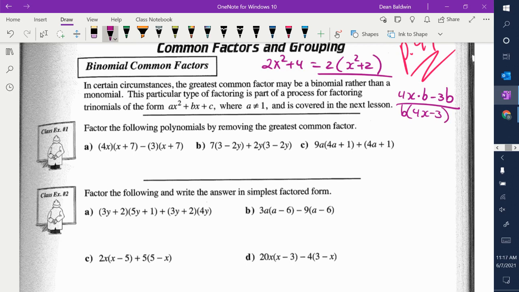Okay. What if I said that x plus 7 was b? It's the exact same thing. So what's the common factor of this term and this term? X plus 7. It's the whole bracket. Okay? So the x plus 7 comes out. What is left inside now? 4x minus 3. And you can't do anything else.